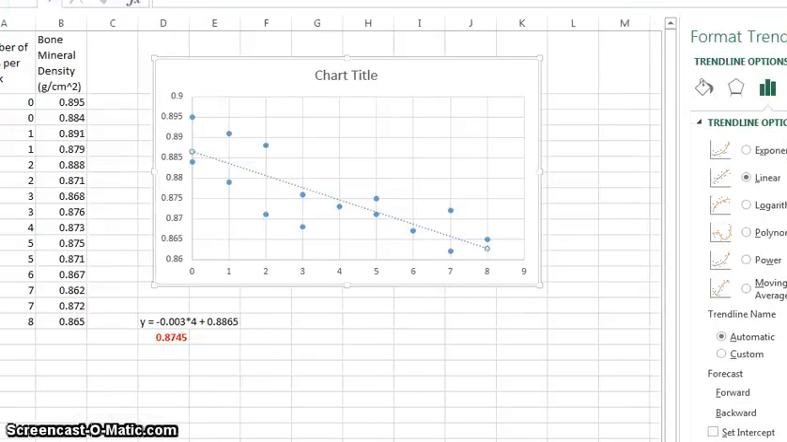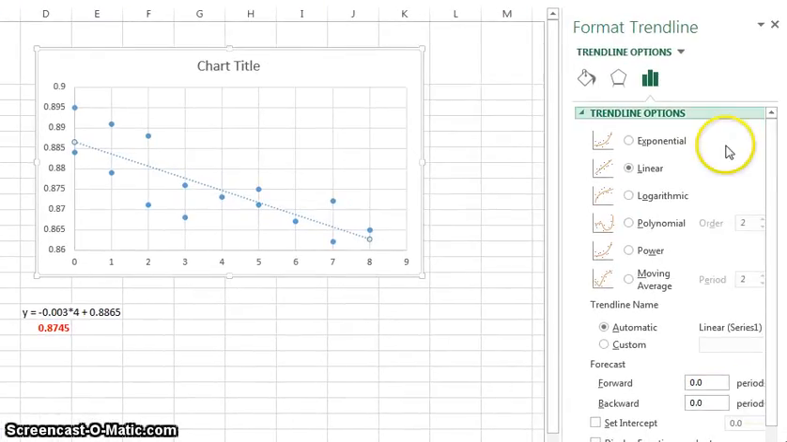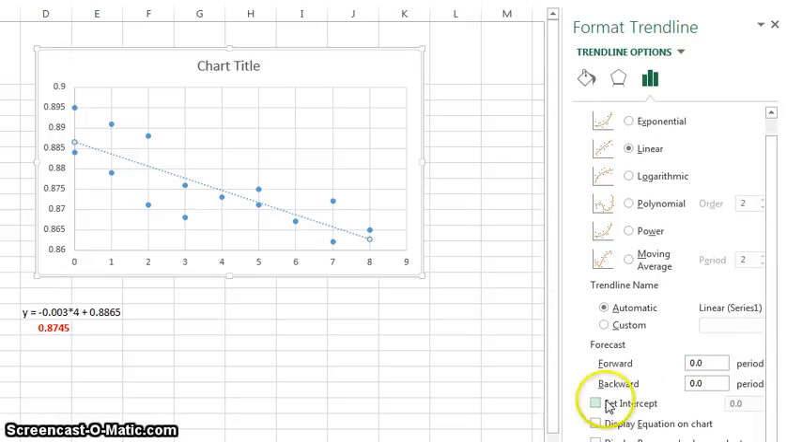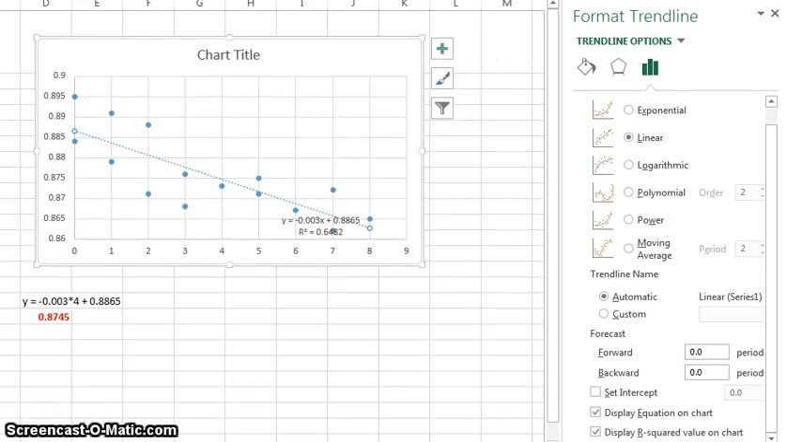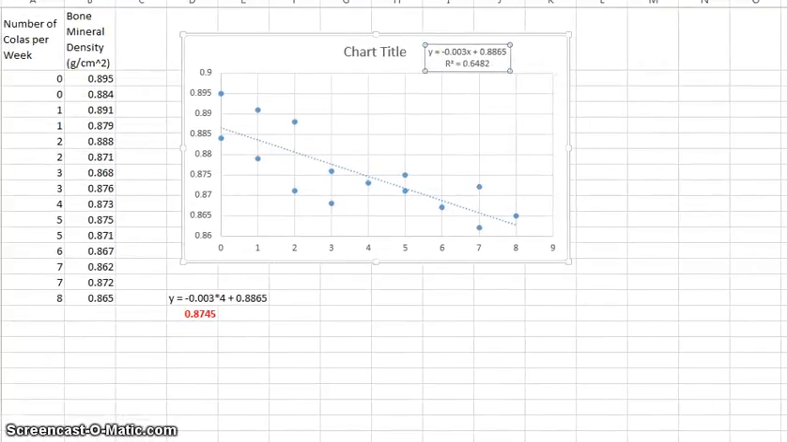And you'll get some options you can pick. Let me zoom in there for you. So we just want a linear line. We're trying to find the least squares line, and if you click these, display the equation and display the R squared value, then those pop up on the chart for you.